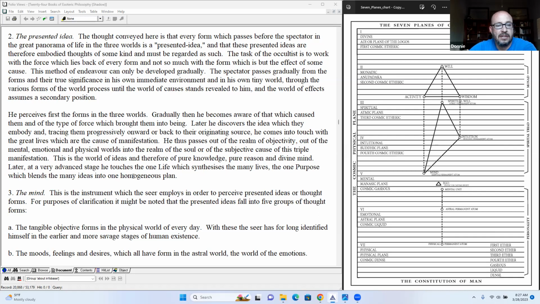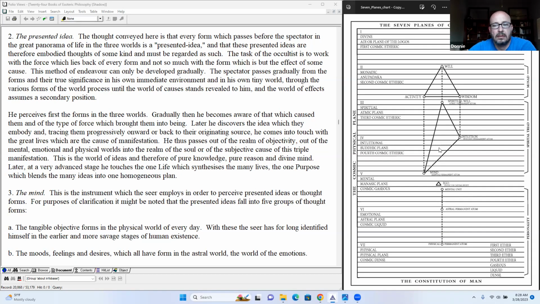Later, at a very advanced stage, he touches the one life which synthesizes the many lives, the one purpose which blends the many ideas into one homogeneous plan. Or homogeneous, I guess you could say it either way. And we're talking there about this is our Father in heaven, if you will, the triplicity here. This is the monadic plane. And then you have the one. It's the first and one, undifferentiated.